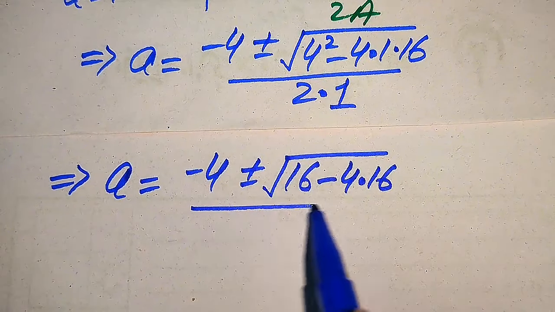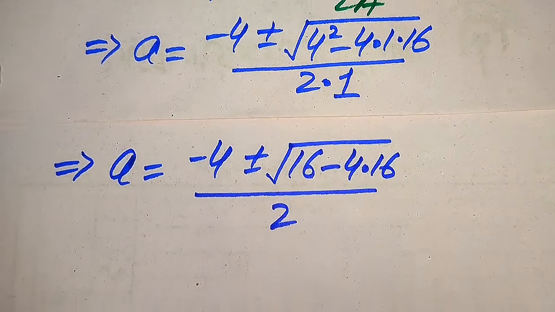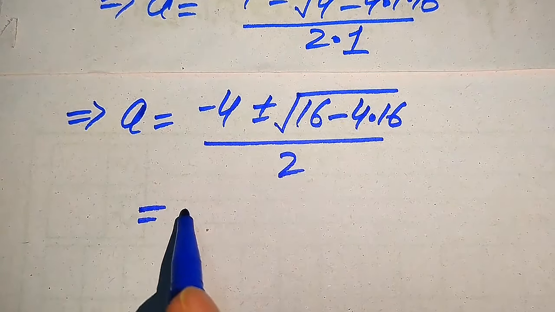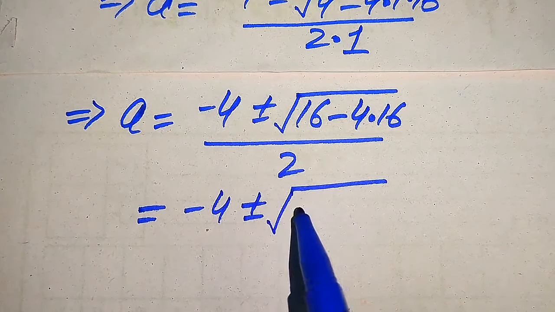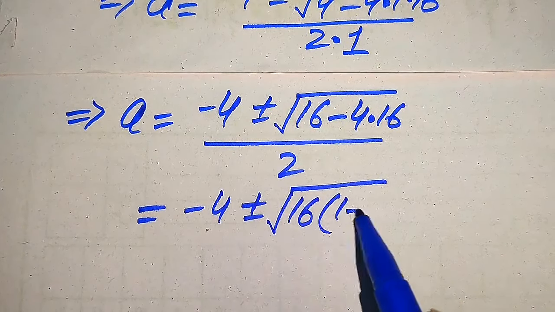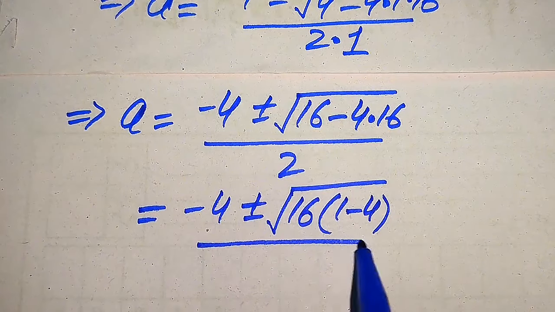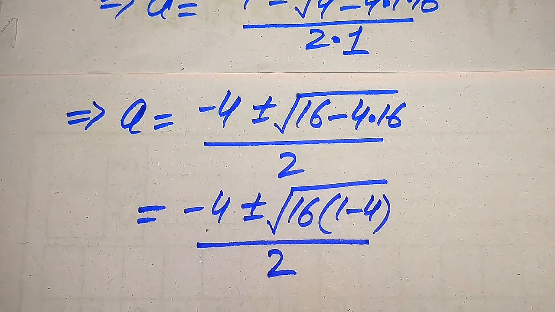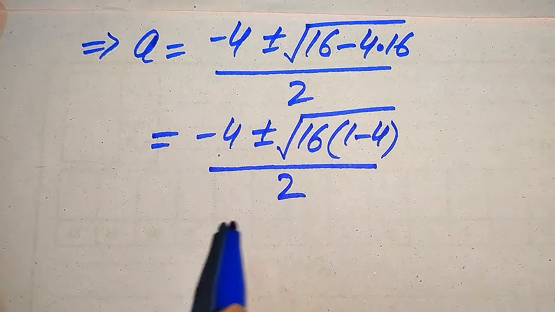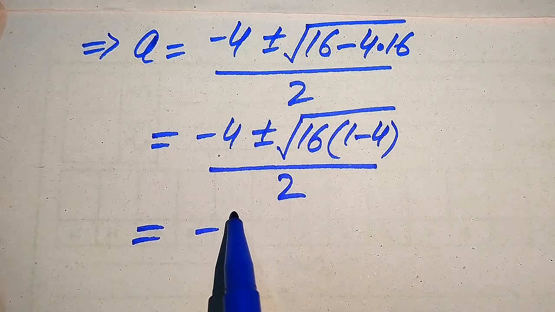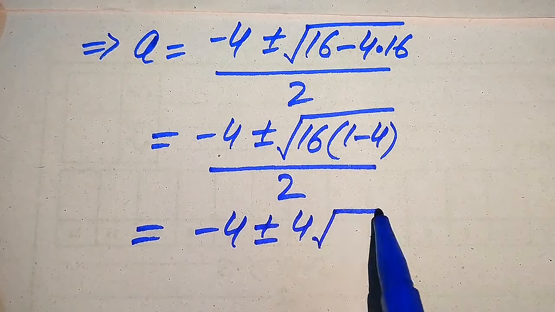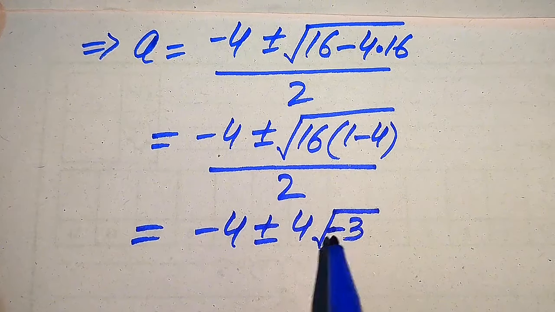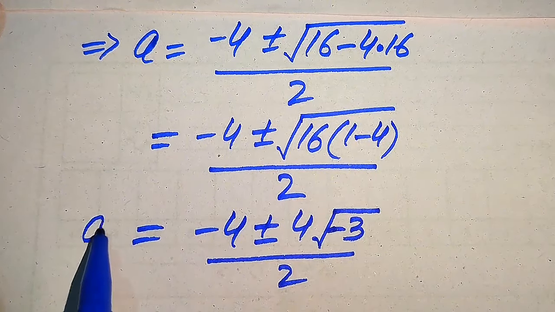And here we get minus 4 plus minus, here we need to take 16 common, and when you take 16 common it will be written as square root of (1 minus 4), and it is divided by 2. And we know that the square root of 16 is equal to 4, and it will be written as minus 4 plus minus 4 times, this is 1 minus 4 becomes minus 3, divided by 2.